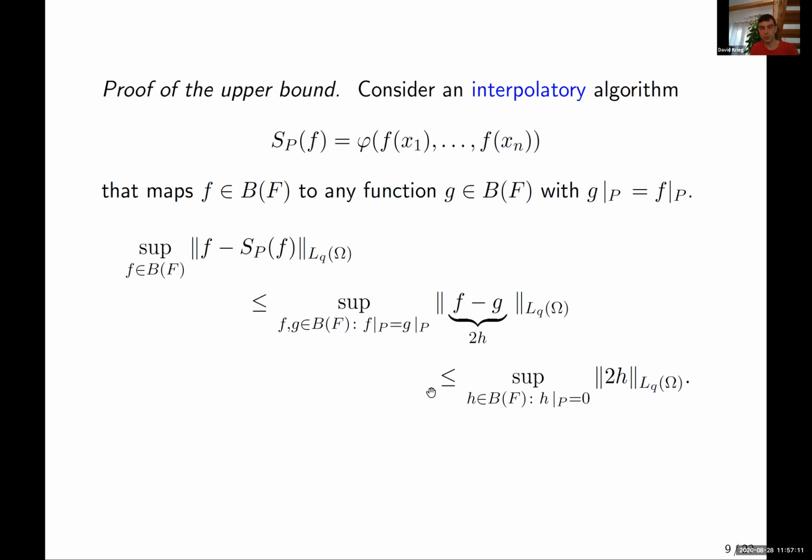So f minus g half is in the unit ball and vanishes at the point set. So this supremum must be smaller than the supremum taking over such functions, and here we have 2h. h is f minus g half, so f minus g is 2h. And if we now take the 2 outside, then we have exactly 2 times the radius of information as defined above. Okay, so this proves the result that the minimal worst case error is actually the same as this radius of information up to a factor of at most 2.